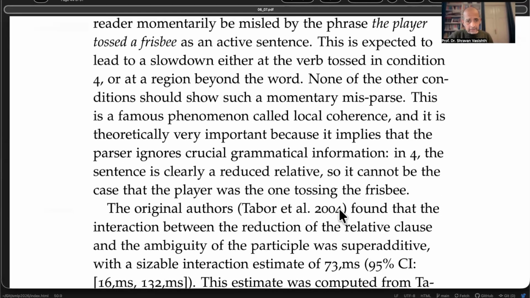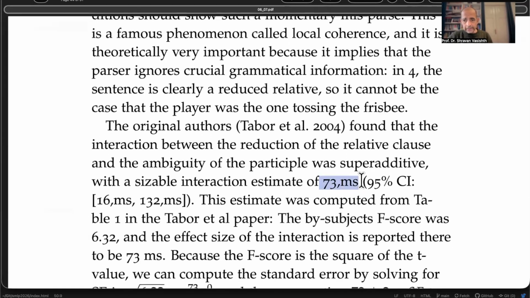What's interesting is that the original researchers reported a 73 millisecond difference with a 95% credible interval, which allows me now to define a prior that is informative, right, with mean 73 and standard deviation equal to (132 minus 16), the whole thing divided by 4, because the width of the credible interval is 4 times the standard deviation. And so that gives me a basis for defining an informative directional prior for the effect of interest when trying to replicate the result, right?